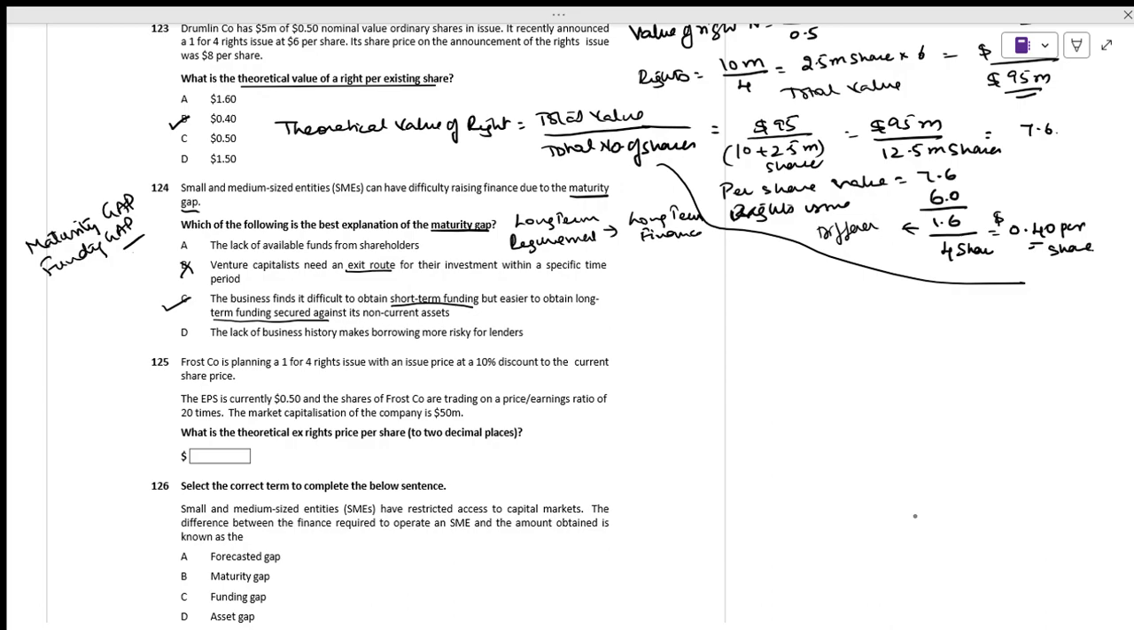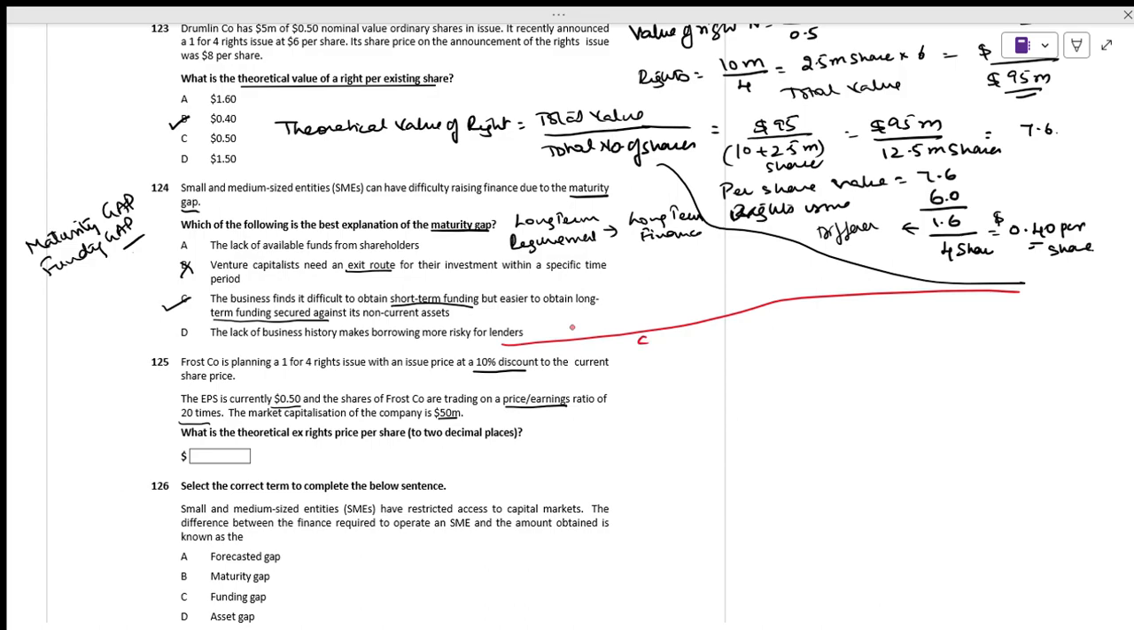The firm is planning a 1-for-4 rights issue with an issue price at a 10% discount to the current market price. The EPS is 0.50, and the shares are trading at a price earning ratio of 20 times. The market capitalization is 50 million. We have to be very, very careful here.